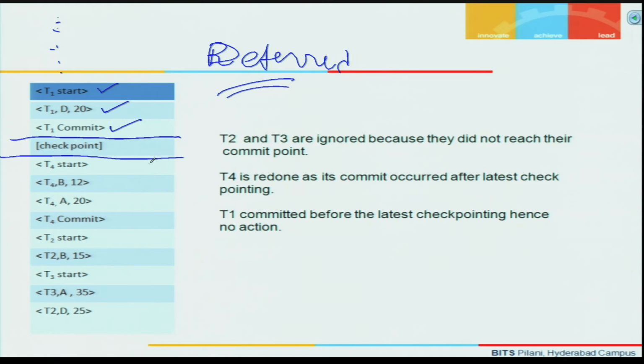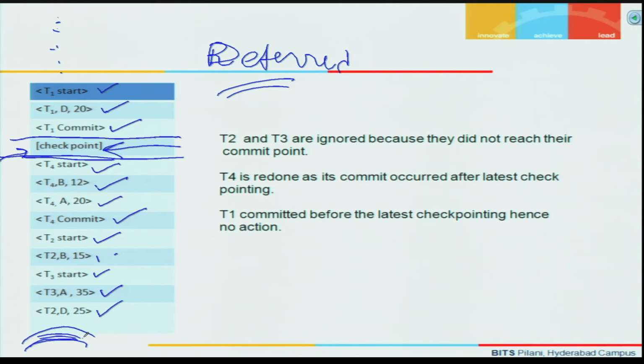All the transactions that have been started and then completed, for such transactions the modifications will be permanently written to the database, and all the log records are permanently stored on the stable storage, and a checkpointing entry is made. This indicates that at this point of time the checkpointing is done. Then T4 starts, T4 modifies B, T4 modifies A, T4 commits. T2 starts, T2 modifies B, and then T3 starts, then T3 modifies A, T2 modifies D, and let us assume that there is a problem here, the system crashes here.